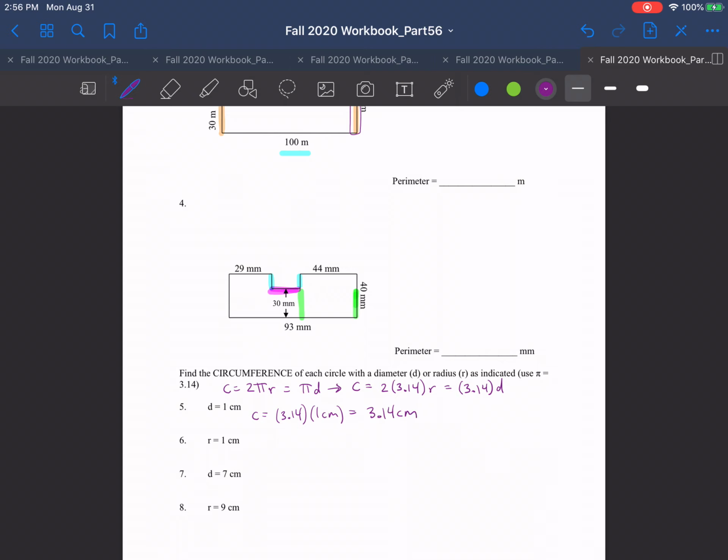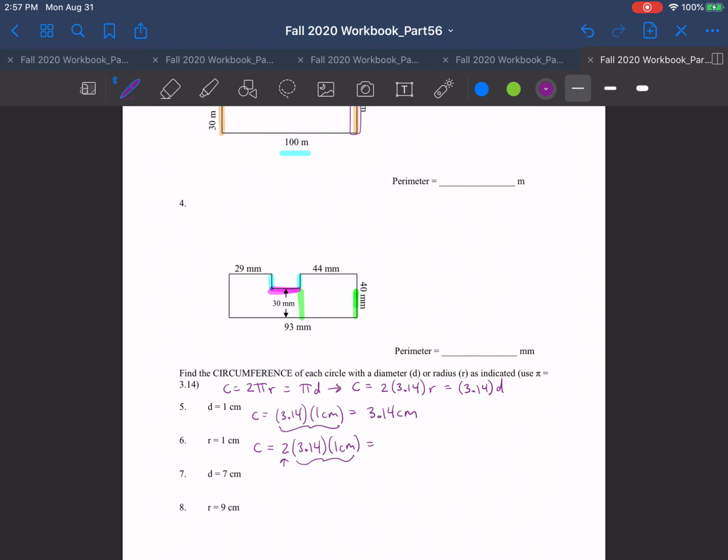And there's our answer. Now for the next one, they actually give us the radius. So we'll use the radius version of the equation. This one right there. And it's going to be 2 times 3.14 times 1 centimeter again. This circle is basically twice the diameter of the other one, because this would have a diameter of 2 centimeters, so it's like twice as wide as the other. And so what happens to our circumference? Well, our circumference then should be twice what it is on the other one, because if you notice, this part right here is the same as this part right here.